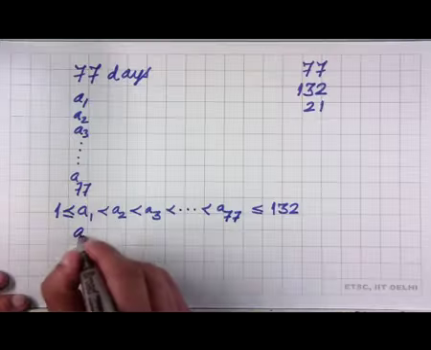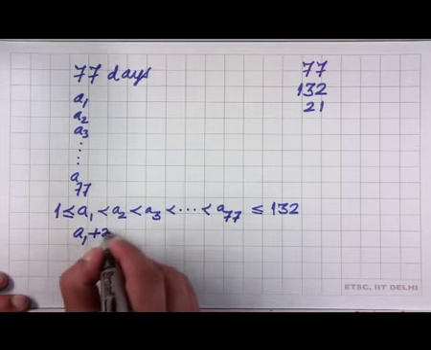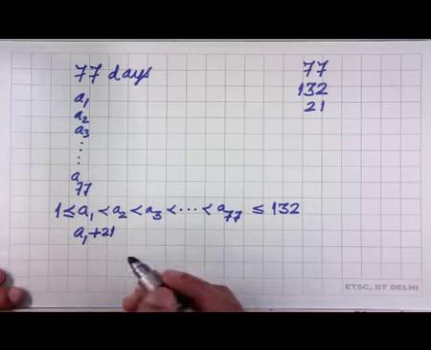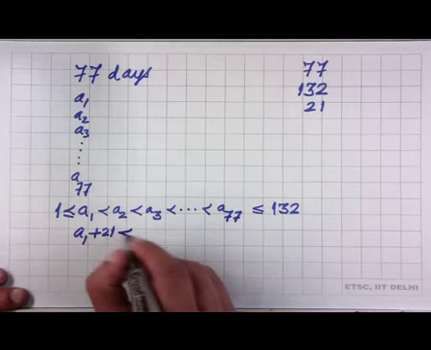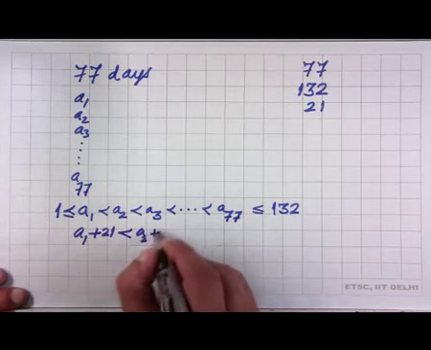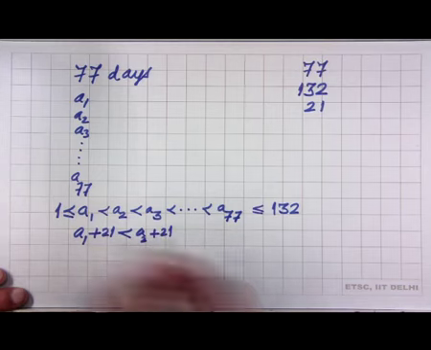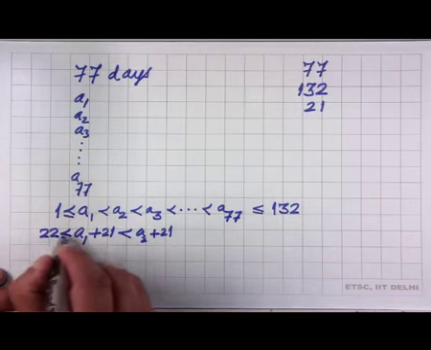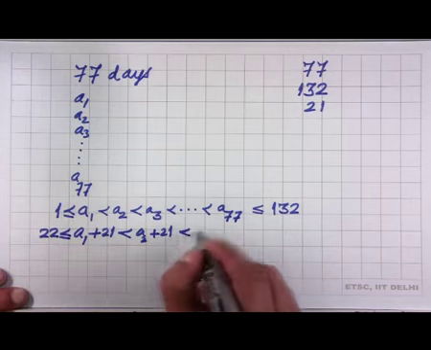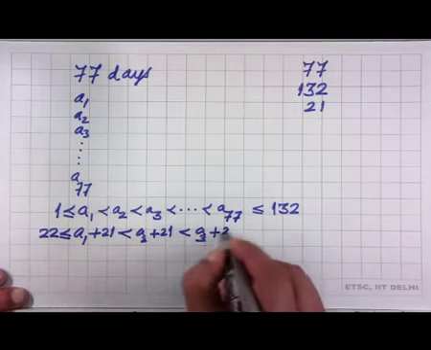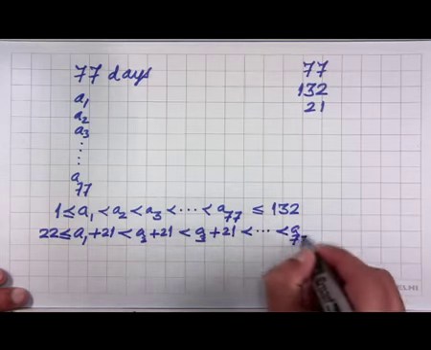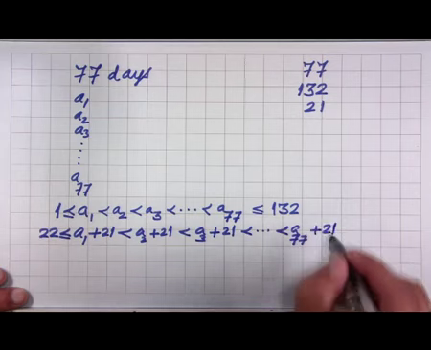Let's start with the sequence A1 plus 21. Now, is that an A something? Well, I wish it was, and I don't know. What is it less than? A2 plus 21. What am I doing? I'm actually adding 21 to all these numbers. So I perhaps can begin with A1 plus 21, and write A2 plus 21, A3 plus 21, dot dot dot, A77 plus 21. And guess what?